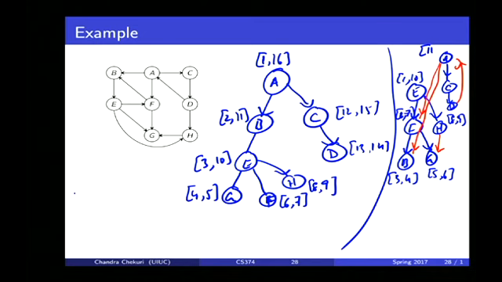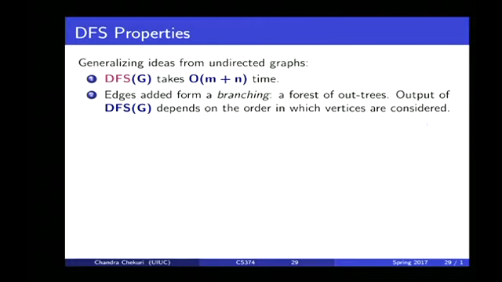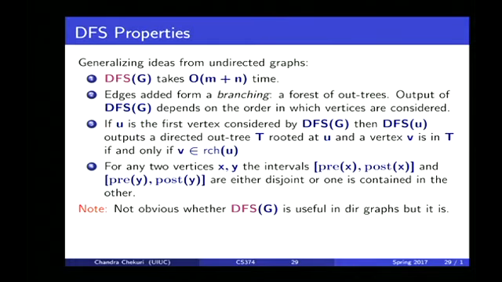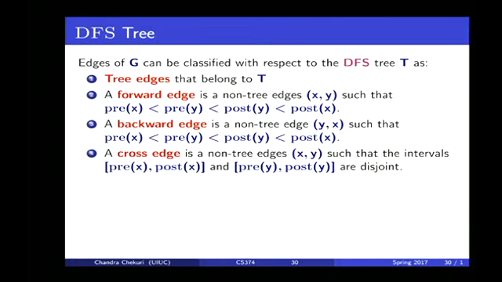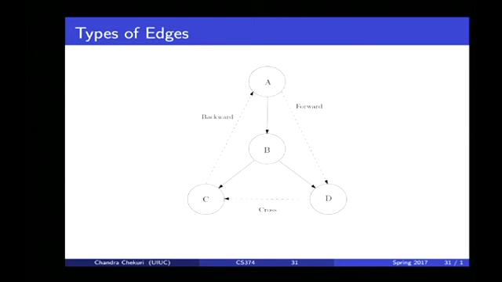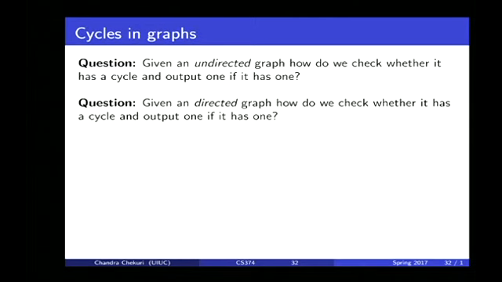So you get all these complicated edges which you don't get in an undirected graph. In fact, you can get a lot of different edges. So the question I would like to ask is, does DFS give us some information or not? I claim it gives us some information. Here is a question to understand that. If I give an undirected graph, how do we check whether it has a cycle and output 1 if it has one?